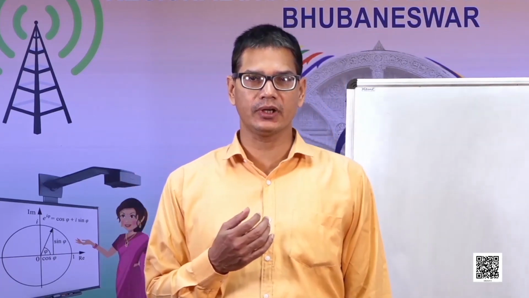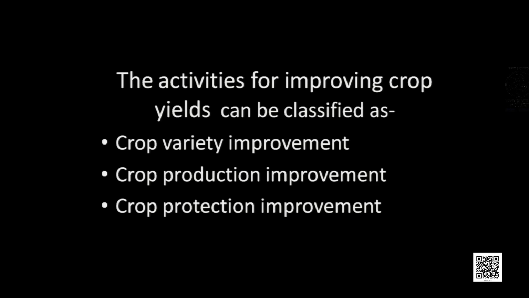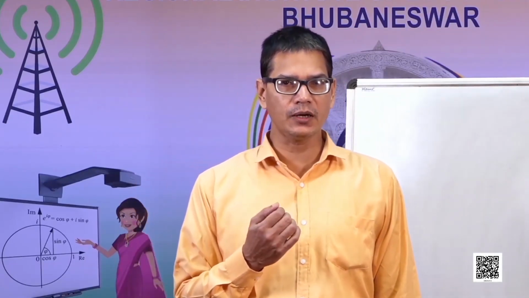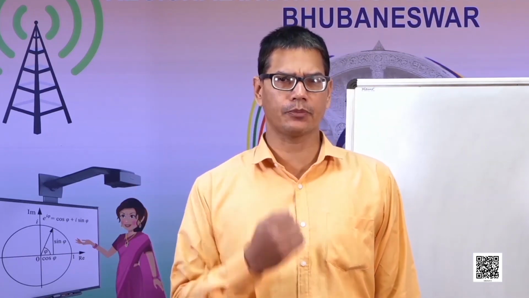Students, as we know, the activities for improving crop yields can be classified as crop variety improvement, crop production improvement, and crop protection improvement. In the previous session, we have already discussed crop variety improvement. In this present session, we will discuss crop production improvement and crop protection improvement.